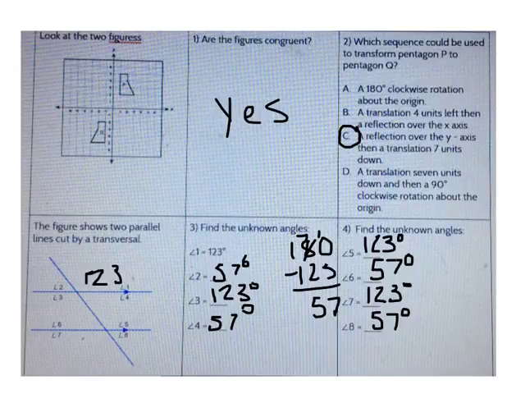Angle 5 is 123 degrees. It corresponds to angle 1. Angle 6 is 57 degrees. It corresponds to angle 2. Angle 7 is also 123 degrees. It corresponds to angle 3. And angle 8 is 57 degrees. It corresponds to angle 4.